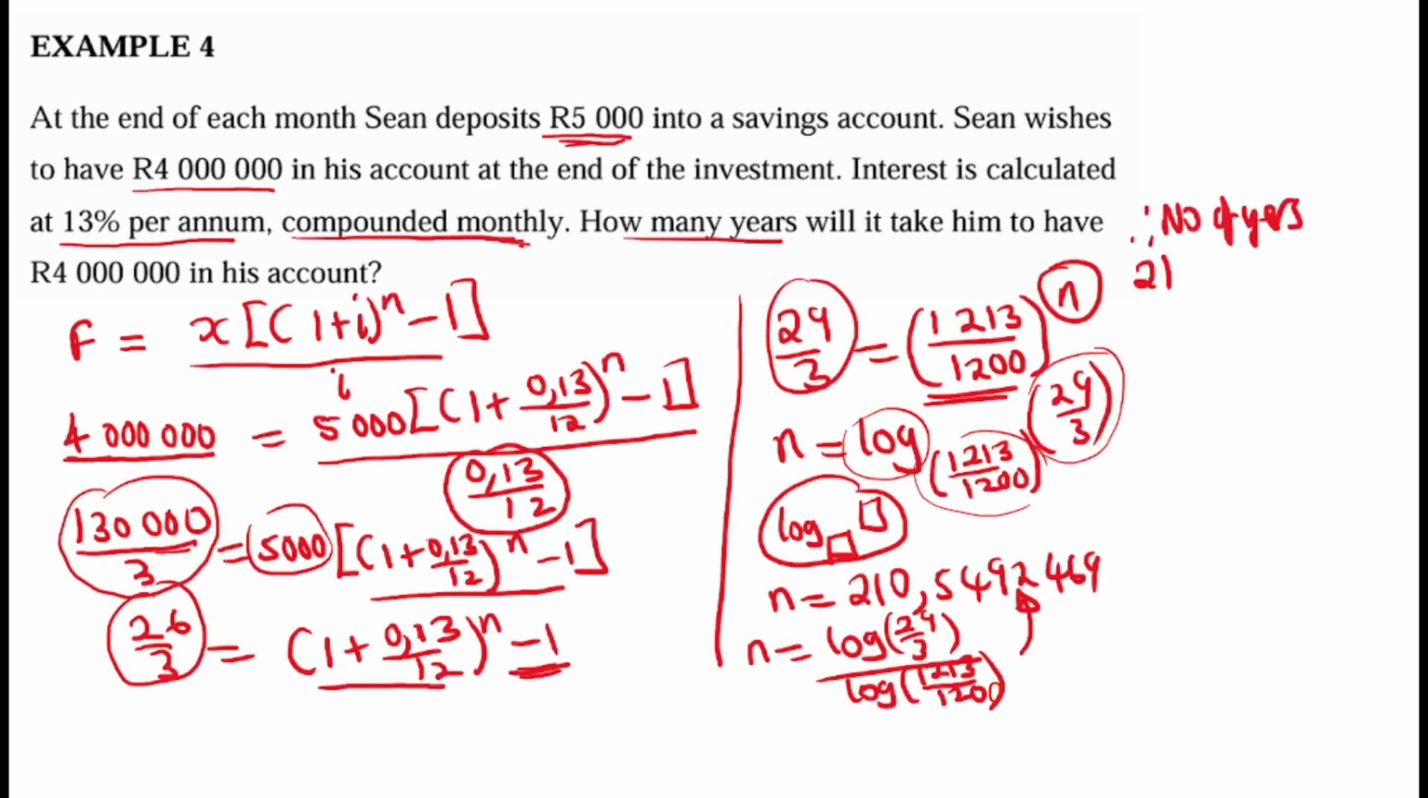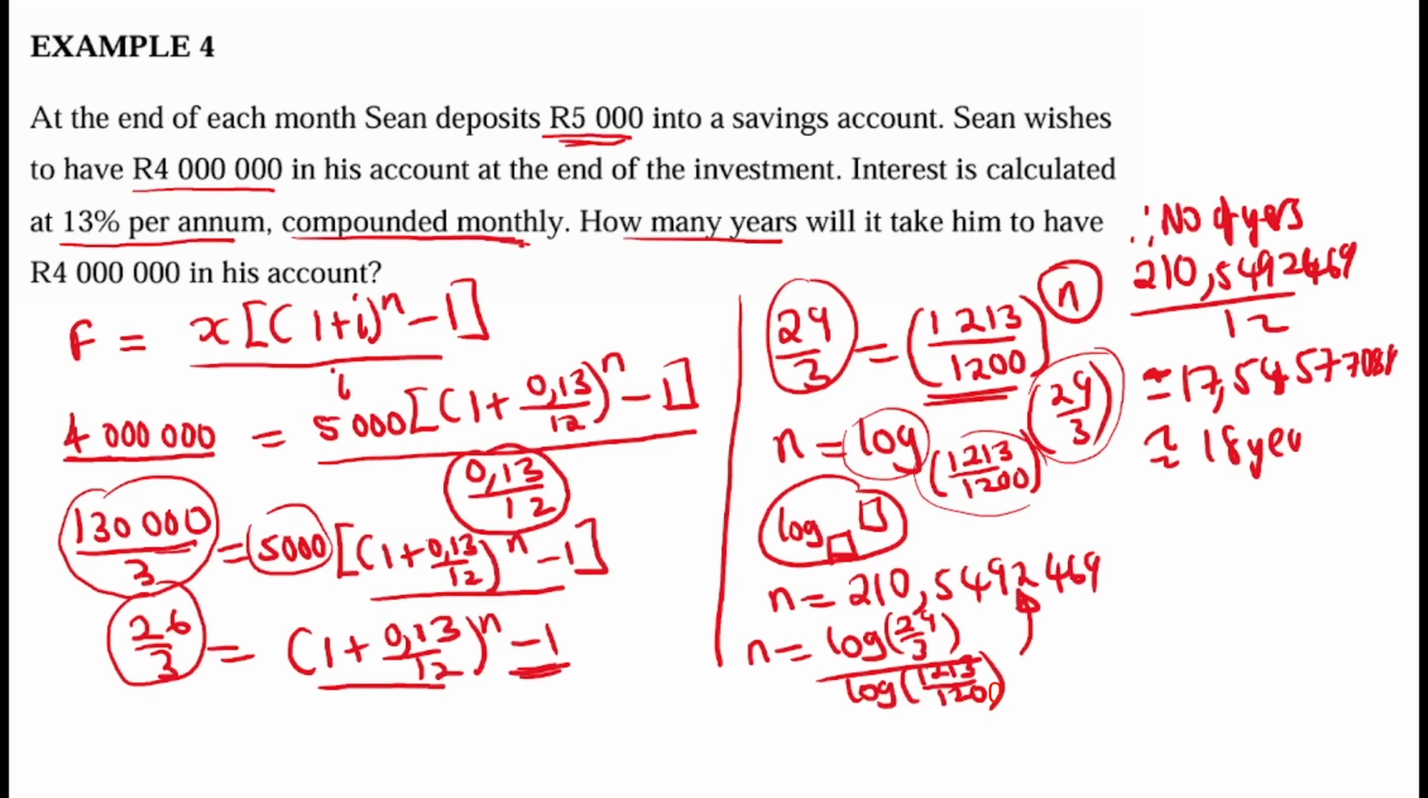This is the number of payments, and since the payments are done monthly, how do we get the number of years? We divide by 12. 210.5492469 divided by 12 will give us the number of years, which is roughly 17.54577088, which is roughly 18 years.